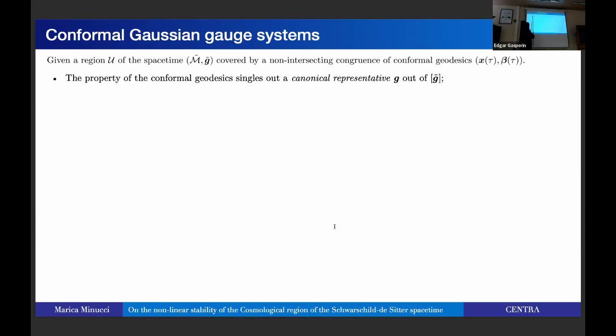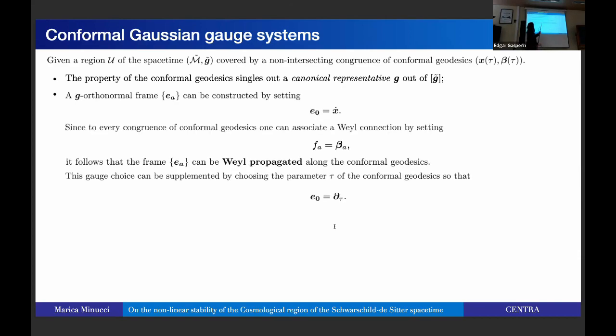On this hypersurface, you select the region U, and you cover it with a non-intersecting congruence of conformal geodesics. Then, as I explained before, you can use the property of the conformal geodesic to single out a physical metric out of the conformal structure of the spacetime. Then what we do is construct a g-orthogonal frame by prescribing the time leg, or the time derivative, of x. And then one can pair the conformal geodesics to the Weyl connection by fixing the covector defining the Weyl connection to be equal to the covector defined in the conformal geodesics.